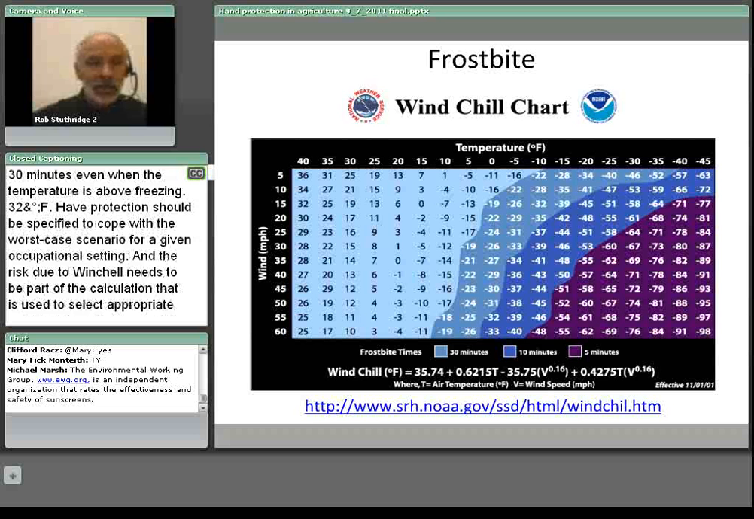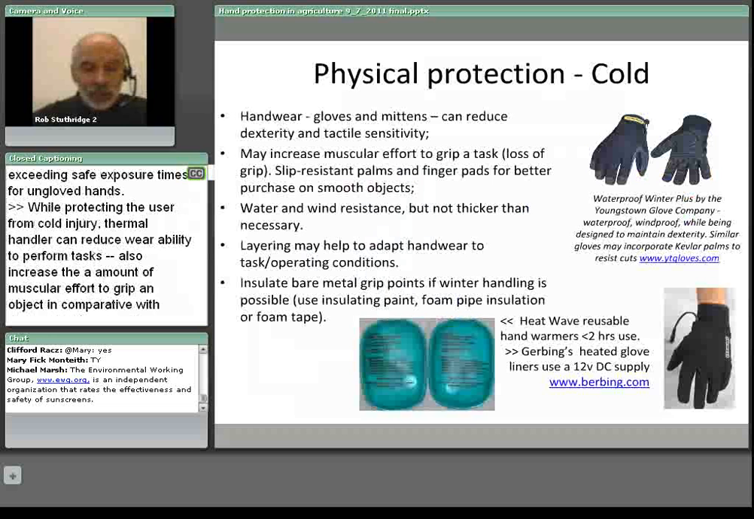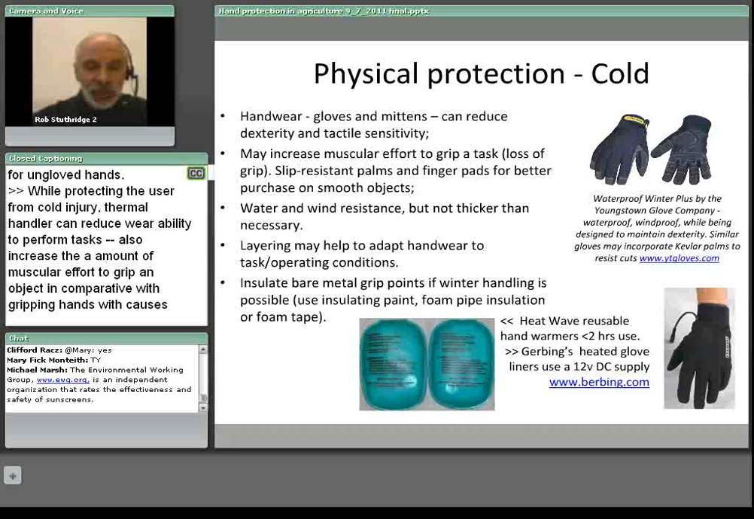While protecting the user from cold injury, thermal handwear can reduce the wearer's ability to perform tasks requiring dexterity and tactile sensitivity. Handwear can also increase the amount of muscular effort required to grip an object compared with gripping using bare hands, which can increase the risk of muscle strain or tendon tears. Gloves and mittens are available equipped with slip-resistant palms and finger pads to provide a better purchase on smooth objects, which will help if additional grip force would otherwise be required to prevent the object from moving in the hand.